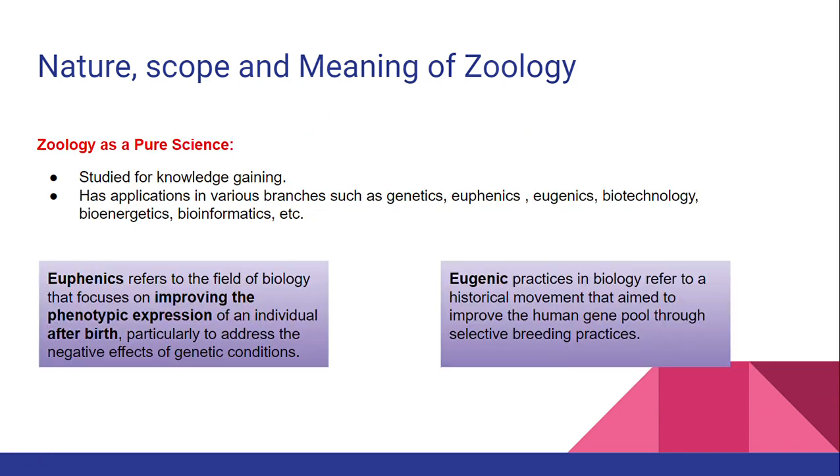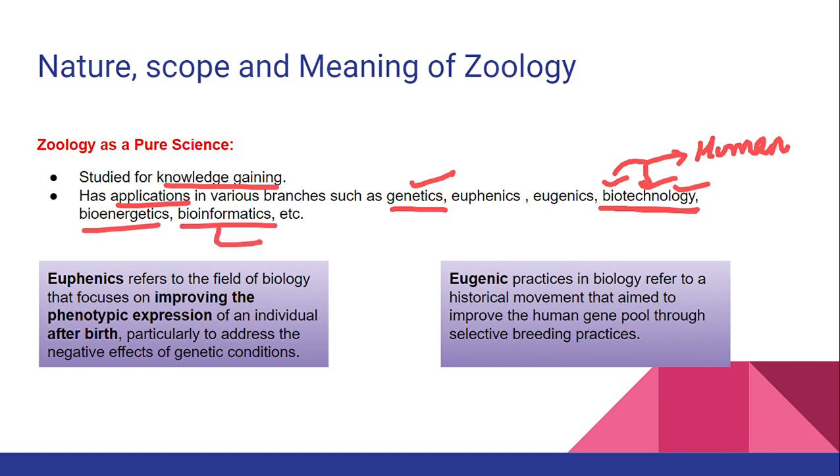Now, zoology as a pure science, studied for gaining knowledge, has applications in many fields. For example, genetics, where we deal with genes. Then bio means life, technology means techniques, right? So using techniques and living organisms, we make products which are helpful for humans. We make products using technology for human welfare. This branch of science we call biotechnology. Then we have bioenergetics and bioinformatics, where we deal with the computer.